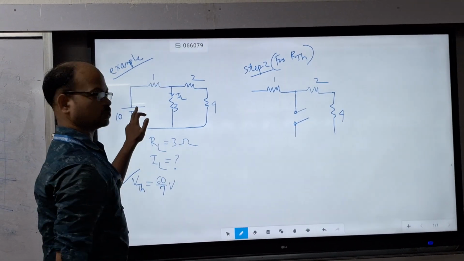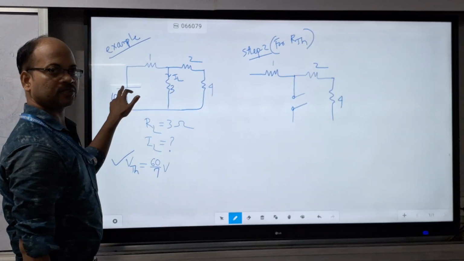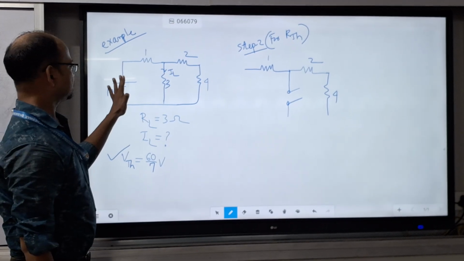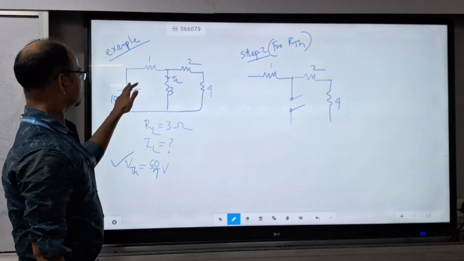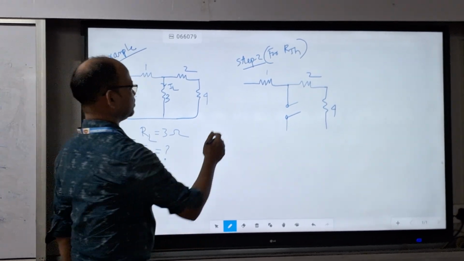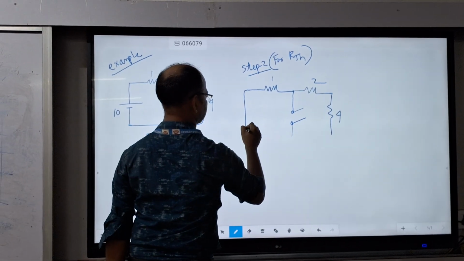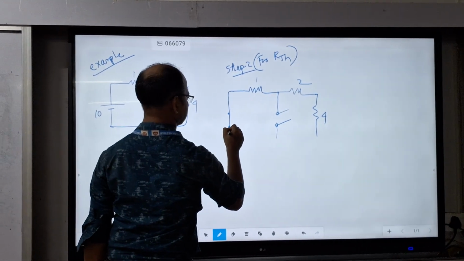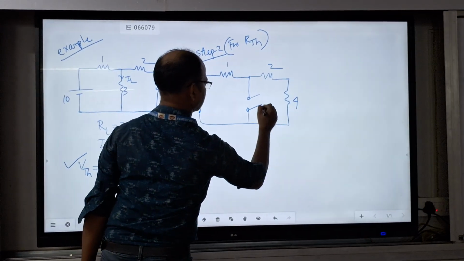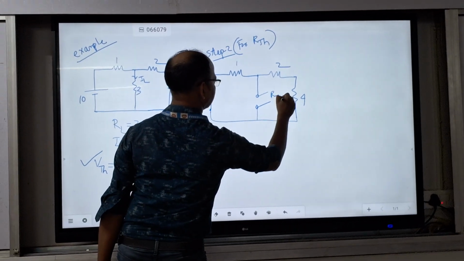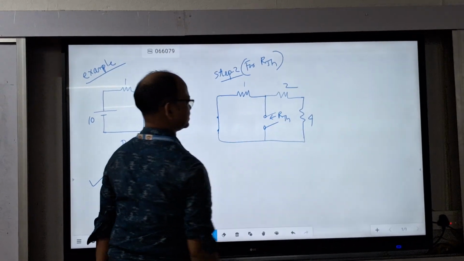And this is the voltage source. This is the ideal voltage source. It will be replaced by its internal resistance. So its internal resistance is 0. That's why it will be replaced by a short circuit. So that means short circuit. And from this terminal we will calculate RTH.